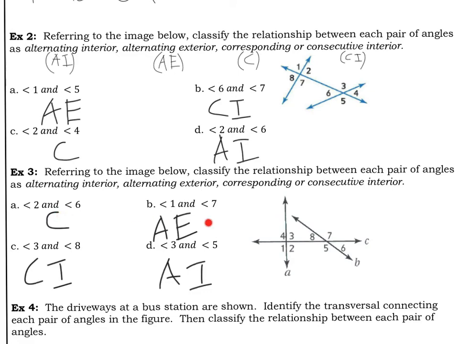So angles 2 and 6, here's 2, here's 6. One's inside, one's outside, and they're on the same side of the transversal. That makes them corresponding. Angles 1 and 7, 1 is outside, 7's outside as well, on opposite sides of the transversal, that makes them alternate exterior angles. Angles 3 and 8 are both inside, and they're not skipping over anything, so this makes them consecutive interior angles. And then angles 3 and 5. Here's 3, here's 5, both on the inside, but skipping over that transversal line C, so that makes them alternate interior angles.